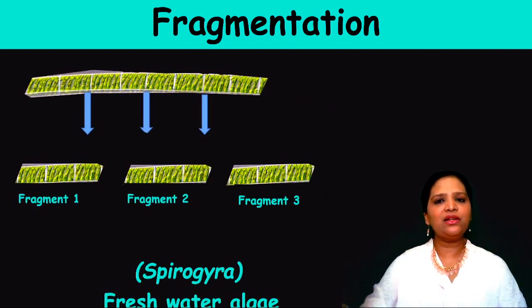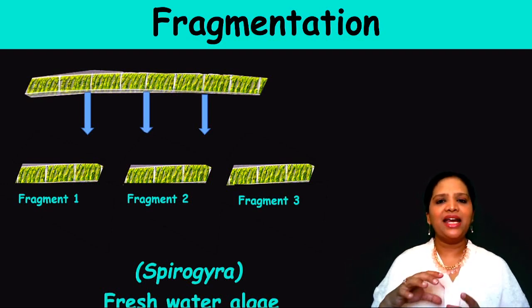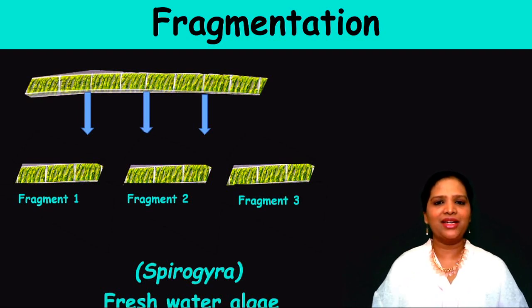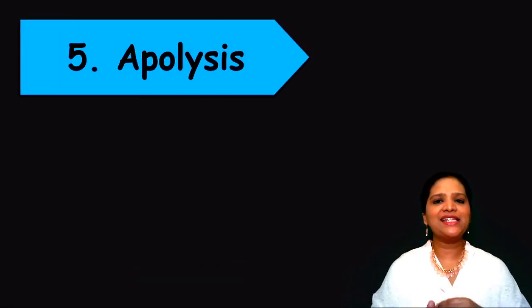It cuts itself into several pieces at particular intervals, and each fragment gets developed into an adult organism. So this is a peculiar example of the fragmentation method of reproduction. Okay. The next method of asexual reproduction is called apolysis.